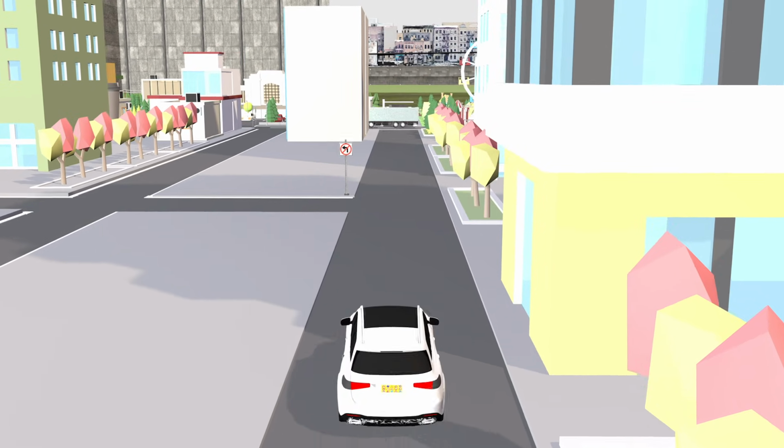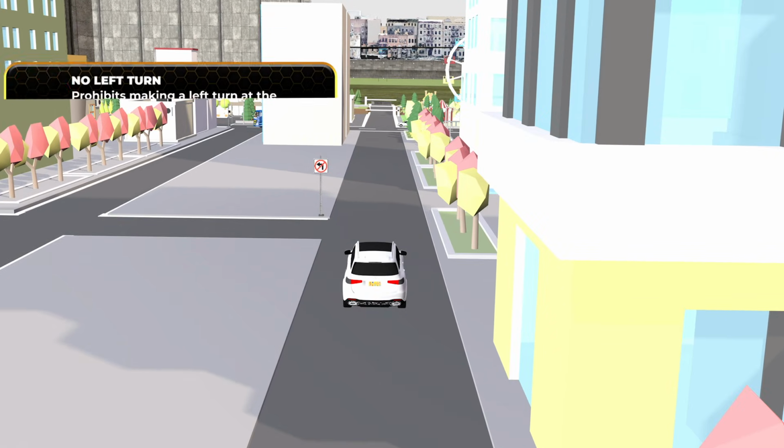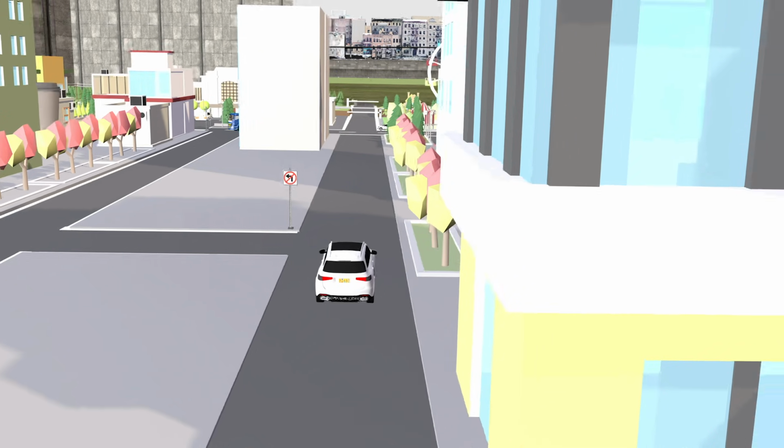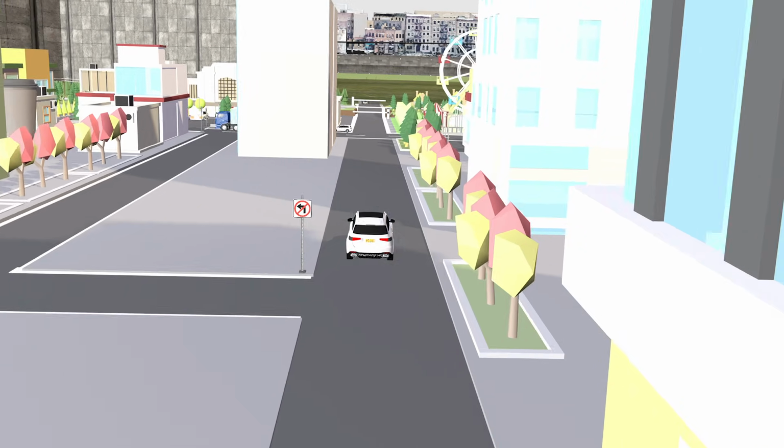This is the no left turn sign, and it means drivers cannot make a left turn at the intersection ahead. This restriction helps reduce turning conflicts and maintain smoother, safer traffic flow through busy or complex roadways.